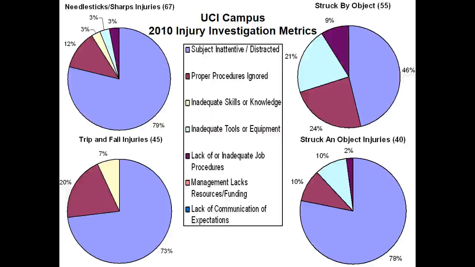But at a staff meeting a few years ago, we were taking a look at some new injury investigation metrics at UC Irvine. We were asking questions in a new way about why people thought they got injured, what they felt the root cause might be. And as you can see by the pie charts here of our top 4 injuries, the number one reason people felt that they got injured is that they were inattentive or distracted. And this is, in many of the cases, over 70% of the time.